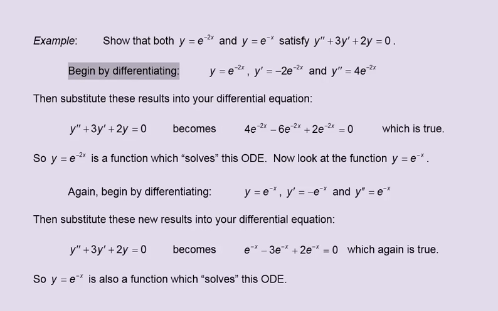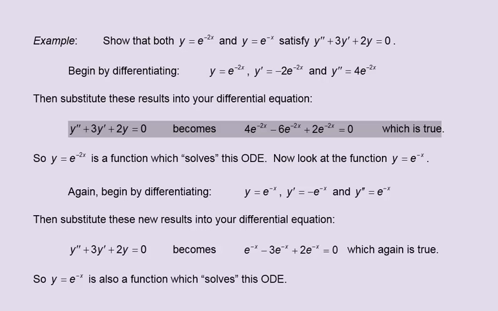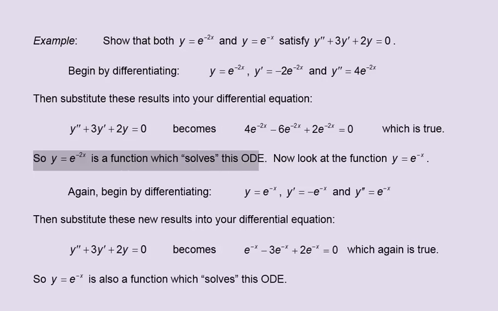Begin by differentiating. If y equals e to the minus 2x, y prime equals minus 2 e to the minus 2x, and y double prime equals 4 e to the minus 2x. Then substitute these results into your differential equation. y double prime plus 3y prime plus 2y equals 0 becomes 4 e to the minus 2x minus 6 e to the minus 2x plus 2 e to the minus 2x equals 0, which is true. So, y equals e to the minus 2x is a function which solves this ODE.